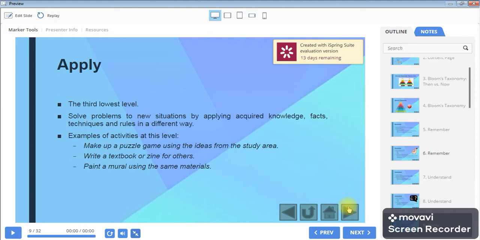Next is apply. Apply is the third lowest level of Bloom's taxonomy. In this level, the learners should be solving problems in new situations by applying acquired knowledge, facts, techniques, and rules in a different way. Some example activities are such as make up a puzzle game, write a textbook, and paint a mural.